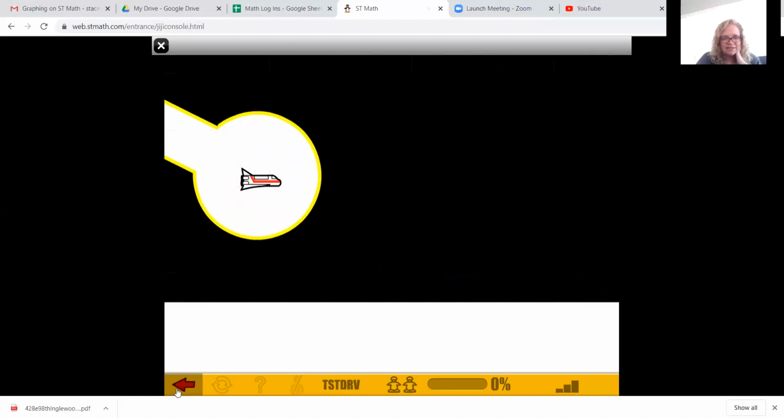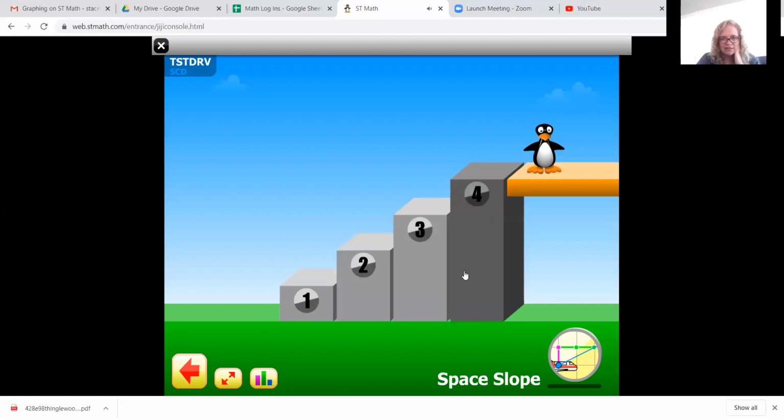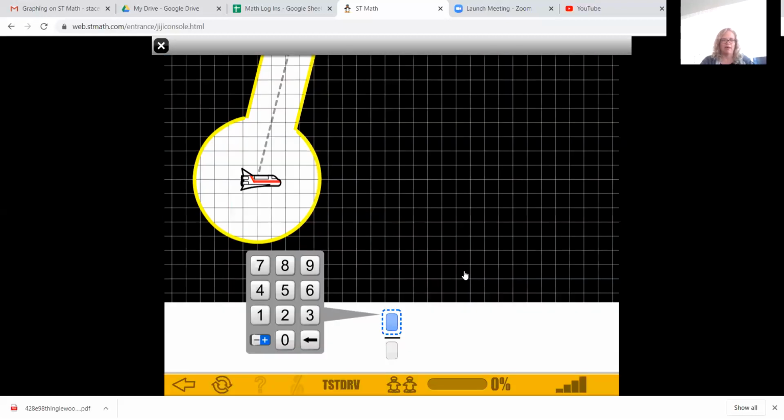Okay, and then in the final level, it does ask you to do something a little bit different. It shows you the path of the space shuttle and it wants you to determine the slope. So you know that it begins right here. It always begins right at this little red intersection on the space shuttle. And we're looking for the next intersection where our line crosses through, which would be right here.